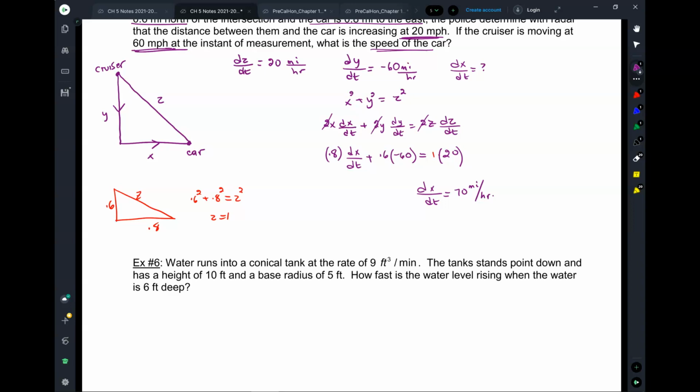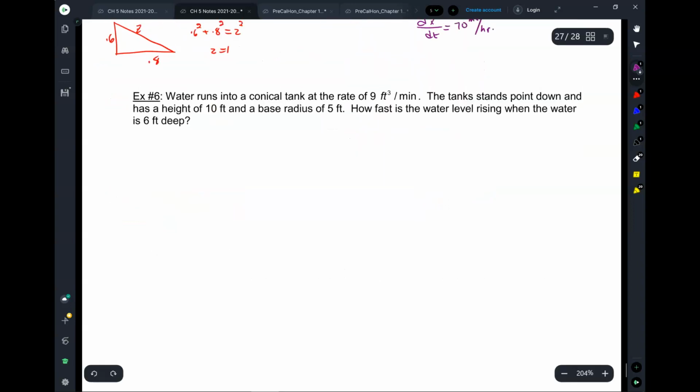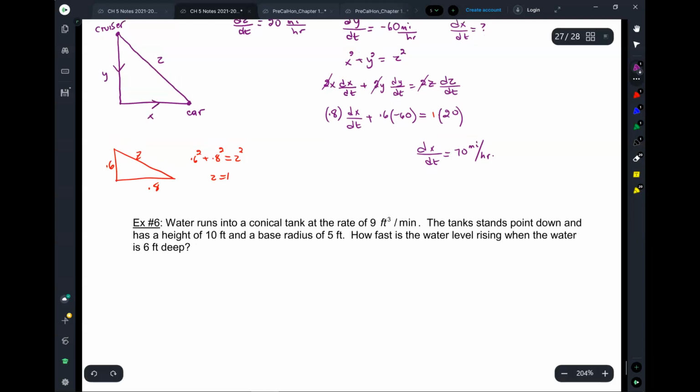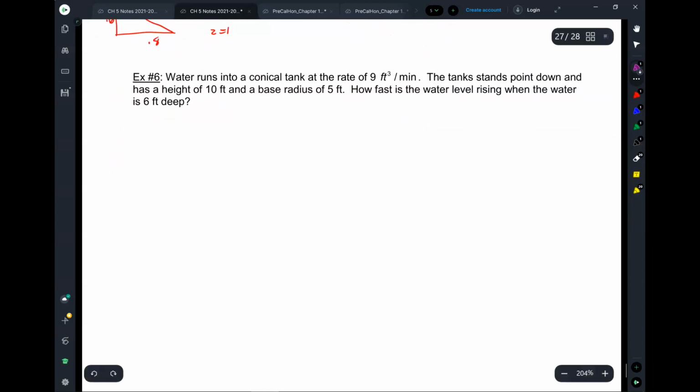All right, I do want to do this one more and then we'll stop. What, do you have to use a calculator? Yeah, especially this next one.